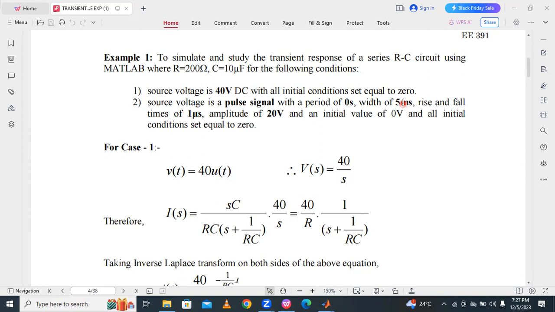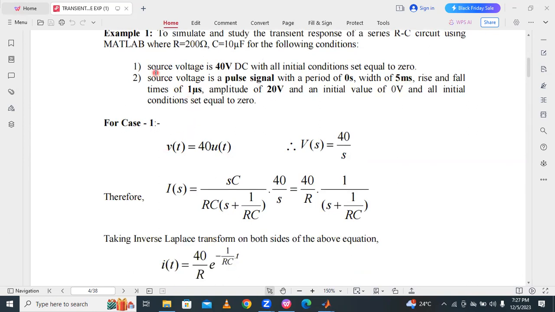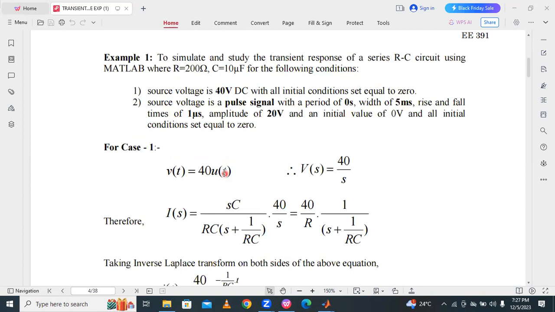Here, first we understand case one. V of t is equal to 40 into u of t. This is our step input. U of t is called the step input, DC. U of t is always 1 for t greater than or equal to 0, so 1 into 40. That's why V of t is equal to 40 volts, DC voltage.